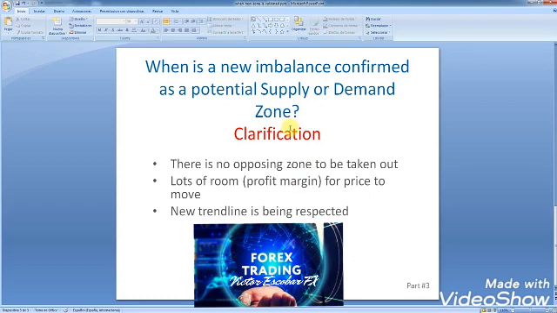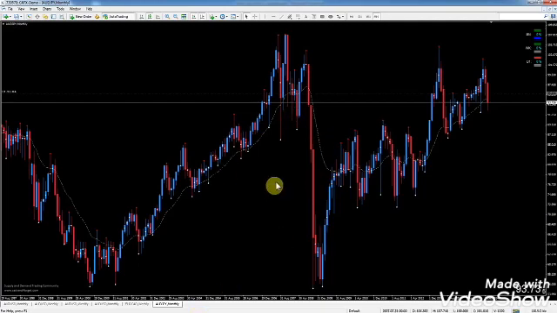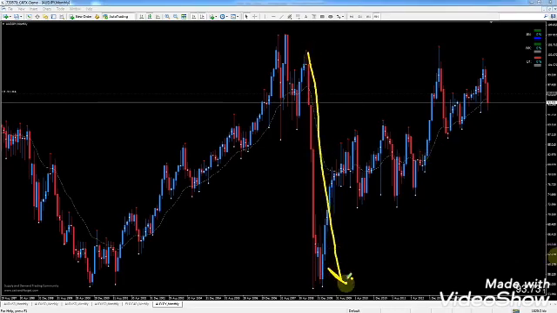We've got no opposing zone to be taken out. Let's take a look at the chart. This is the monthly on the Aussie Yen. We've got a strong drop, an explosive move down. It took out this area of demand by a couple of pips. This is supply because we took out these areas over here and even that one.